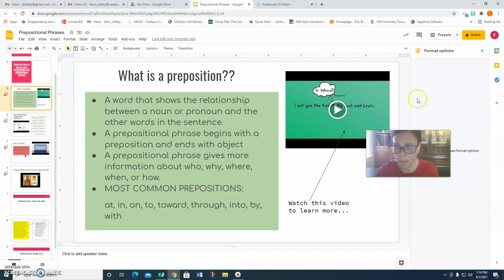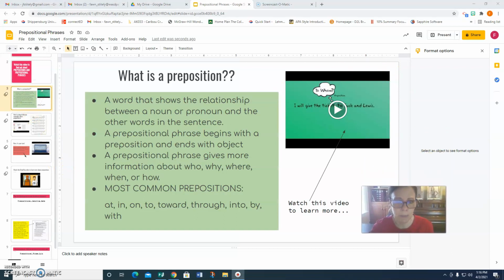Well, let's start with a simple definition. What is a preposition? Well, it is a word that shows the relationship between a noun or a pronoun and the other words in the sentence. Prepositions are often small words. If we jump down here, we'll see the most commonly used prepositions are the words at, in, on, to, toward, through, into, by, and with.